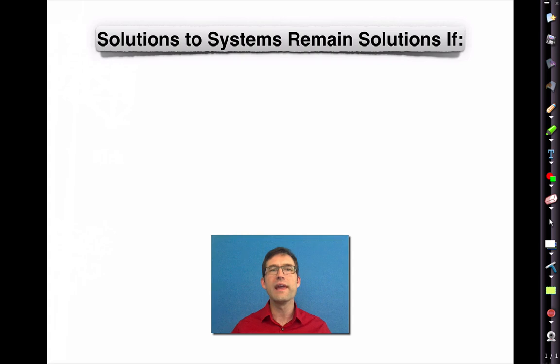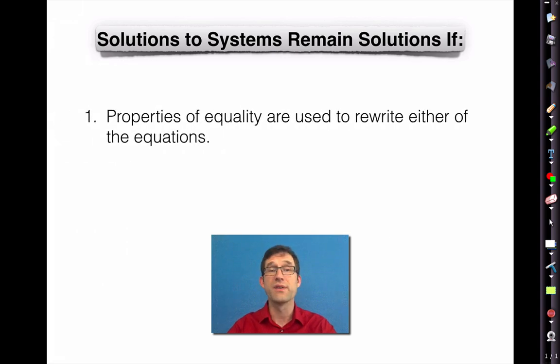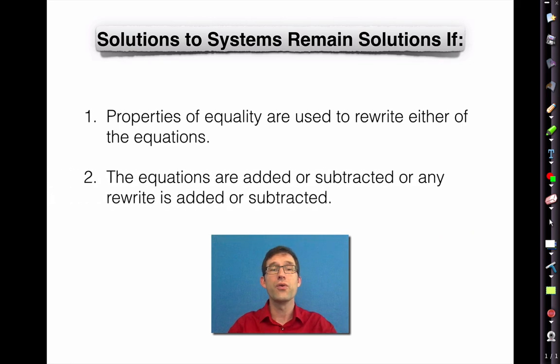Now, really, we laid the basis for this lesson in the last one, and I really hope that you did watch lesson number 3. Because in that lesson, what we saw was that solutions to systems remain solutions if two things happen. One, if properties of equality are used to rewrite either of these equations, and that's primarily the multiplication property of equality, right? Multiplying both sides of the equation by whatever we want. And number 2, the equations are added or subtracted, or any rewrite is added or subtracted. Really, in a certain sense, number 2 is also a property of equality. You might say it's the additive property of equality, right? We're just adding the same thing to both sides.